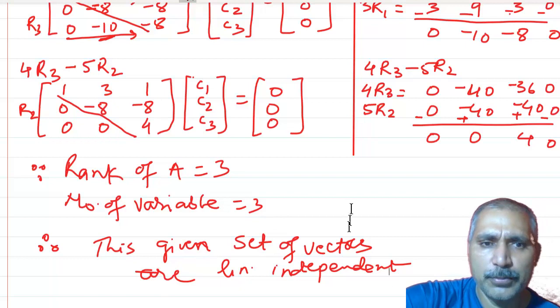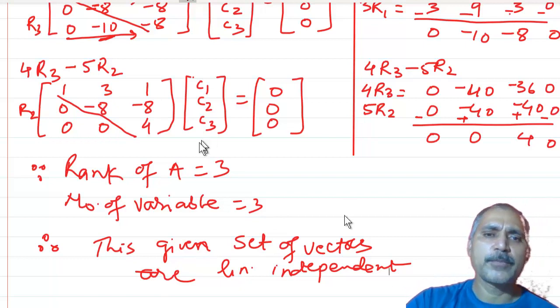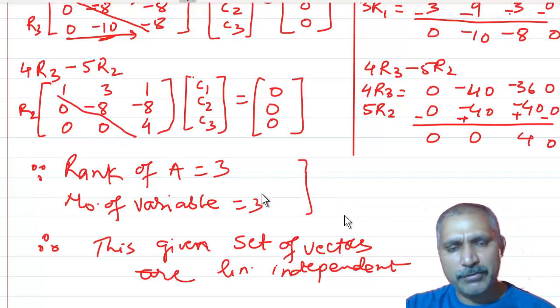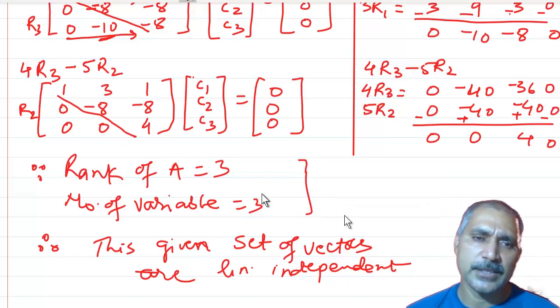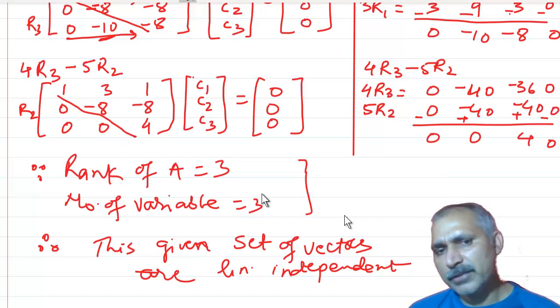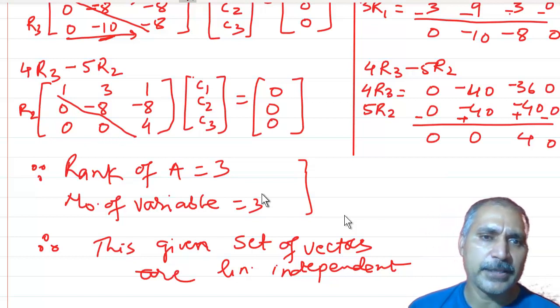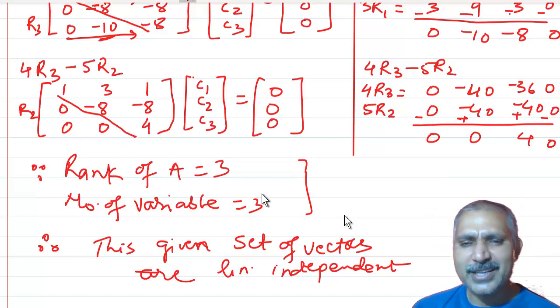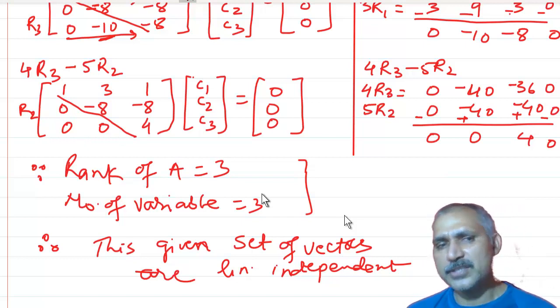I hope you have understood. The very important point you need to remember here: if rank of A is equal to the number of variables, that means the vectors are linearly independent, and if rank is not equal to the number of variables, that means rank is less than the number of variables. In that case, they will be linearly dependent. Let's try to understand the concept behind that.